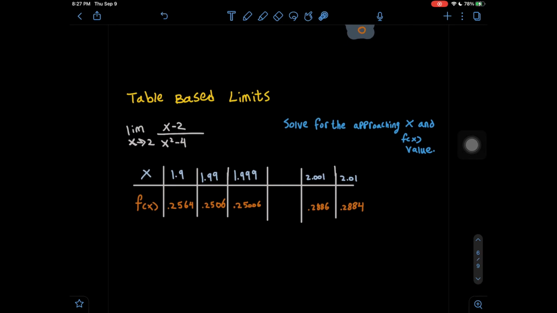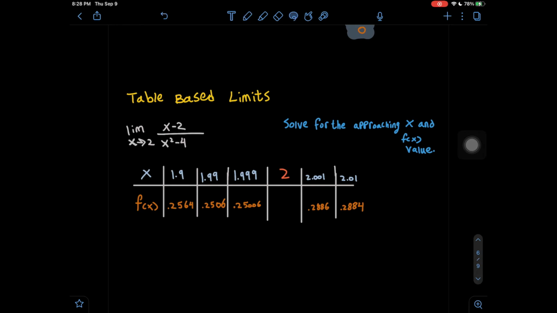Well, we have one table here, and it's representing the equation, which is limit as x is approaching 2 of x minus 2 over x squared minus 4. And it says to solve for the approaching x and f of x values. So we can see that we have a blank x value and a blank f of x value. We can see it's getting larger and larger, and I think it's getting closer to 2 from our left. And from the right, we can see it's decreasing. It's getting closer and closer to 2.